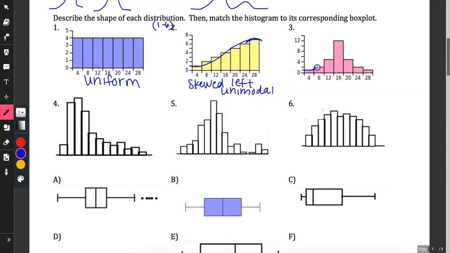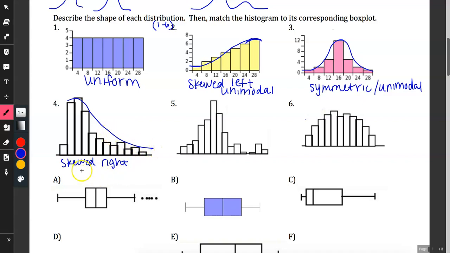The next one, if you again kind of trace it, not very good tracing, but that definitely looks symmetric. And again, one peak, so we'd also call it unimodal. Here's this guy. Okay, so that one would be called skewed right, because our tail is on the right side. And again, one most common answer.